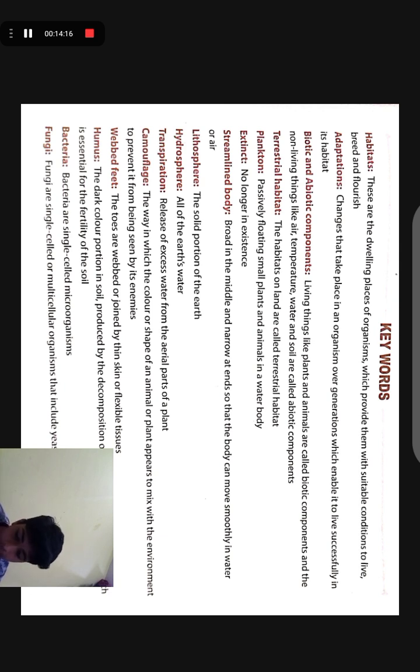Webbed feet: toes that are webbed or joined by thin skin or flexible tissues are known as webbed feet. Humus: the dark colored portion in soil produced by the decomposition of vegetable or animal matter, which is essential for the fertility of the soil. Next, bacteria. Bacteria are single-celled organisms. Okay, fungi. Fungi are single-celled or multicellular organisms that include yeast, mold and mushrooms.